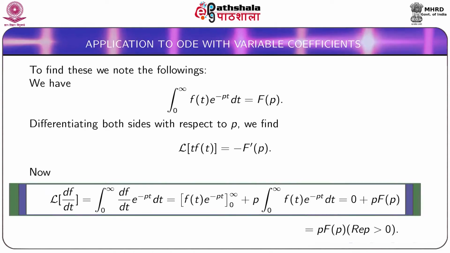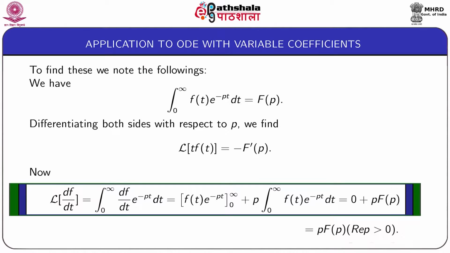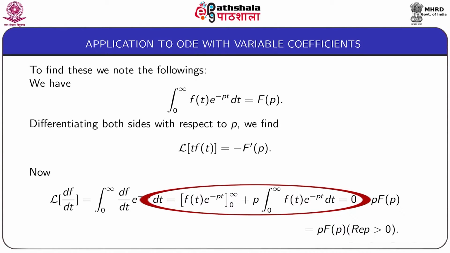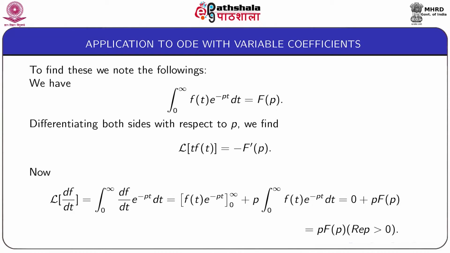Again, the Laplace transform of df/dt is equal to the integral from 0 to infinity of (df/dt) e^(-pt) dt. We integrate this by parts so that we get f(t) e^(-pt) from 0 to infinity plus p times the integral from 0 to infinity of f(t) e^(-pt) dt. Now, noting the initial condition that f(0) is 0, we find the Laplace transform of df/dt to be equal to pF(p), where the real part of p is greater than 0.